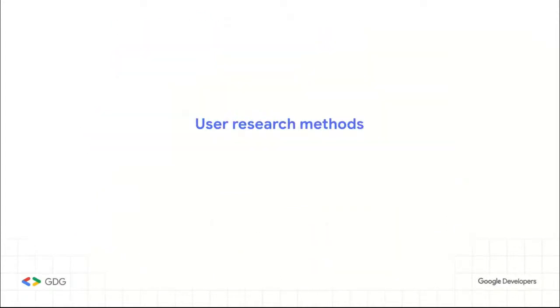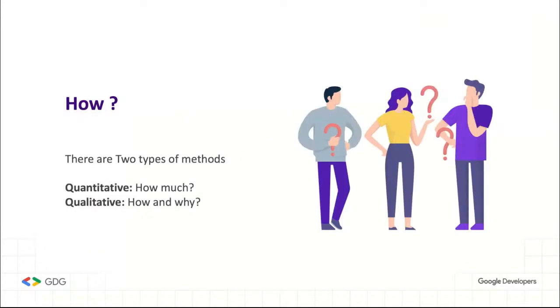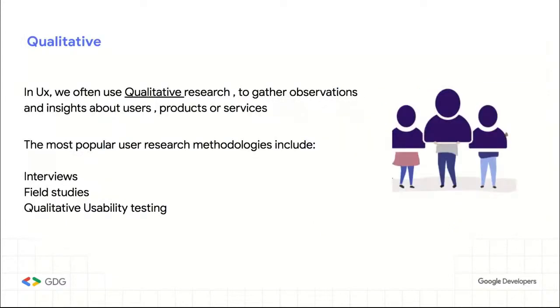Let's go through user research methods. Actually, there are two types of methods, which are quantitative and qualitative. Quantitative means how much, qualitative how and why. Qualitative research in UX design, we often use qualitative research to gather observations and insights about users, products, or services. Here we are going to give you some popular user research methodologies, including interviews, field studies, qualitative usability testing.